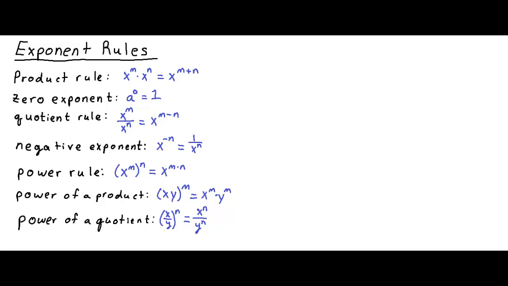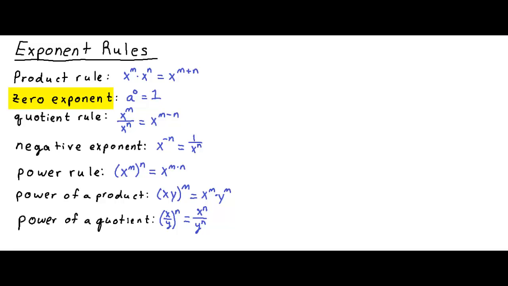All right, so today we're going to talk about exponent rules. I'm going to quickly go through all of them, and then I'm going to show you example problems of each. So the first one is going to be the product rule. With the product rule, what we have is x to some power times x to another power equals x to the powers added together.